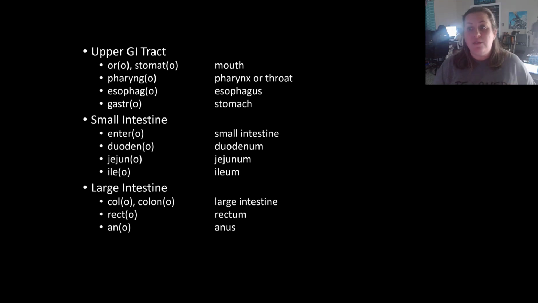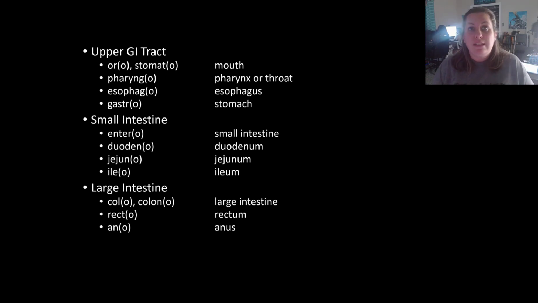And so some of the terms that you would see here are oro or stomato, which is for mouth. Pharyngeo is for pharynx or throat. Esophageo is for the esophagus, and gastro is talking about the stomach. So we've seen some of these root words and combining forms in previous chapters, especially in chapters 1, 2, and 3. And so this just reinforces that they go with the digestive system.